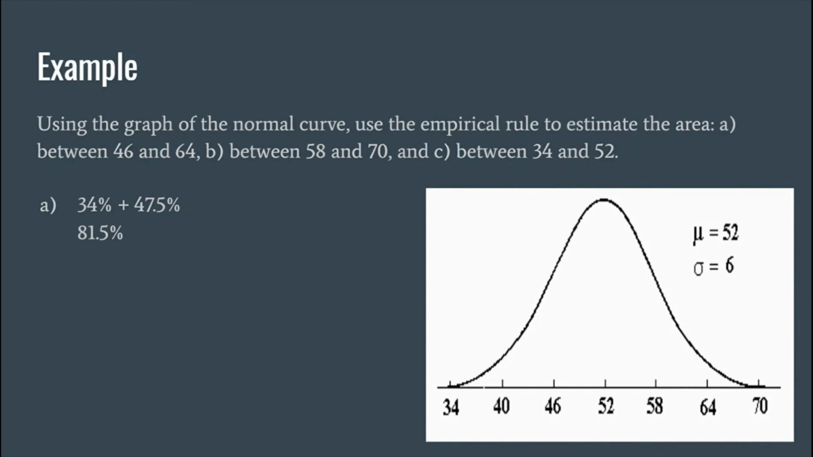Okay, now B, between 58 and 70. Okay, so here we go. This one's going to be a little bit weird. What we're going to do is take the total area from all the way to the far left up to 70. As you recall, 70 is 3 standard deviations away. So within 3 standard deviations is 99.7% of your data.